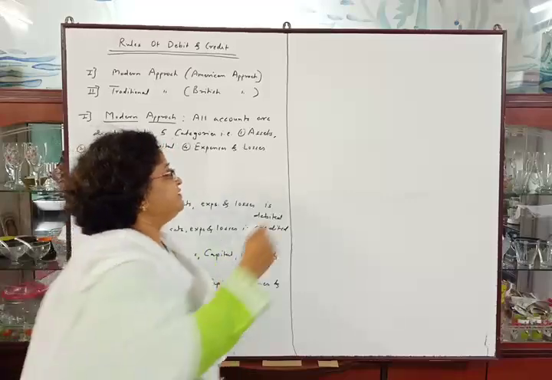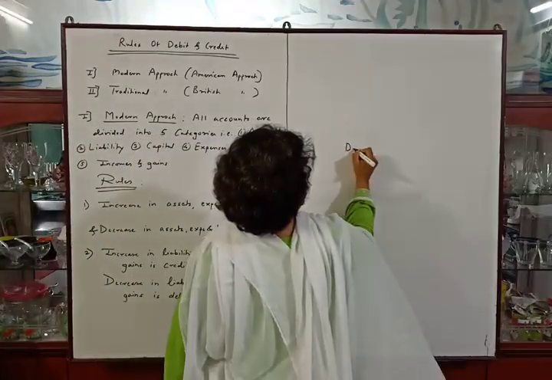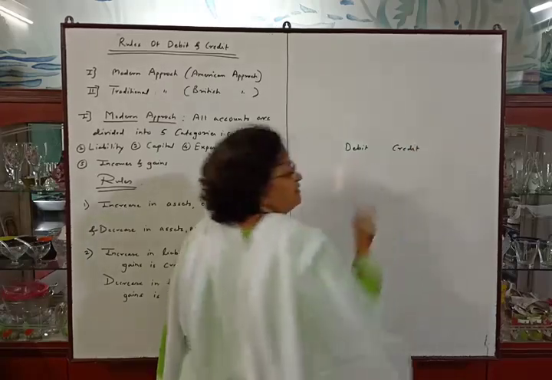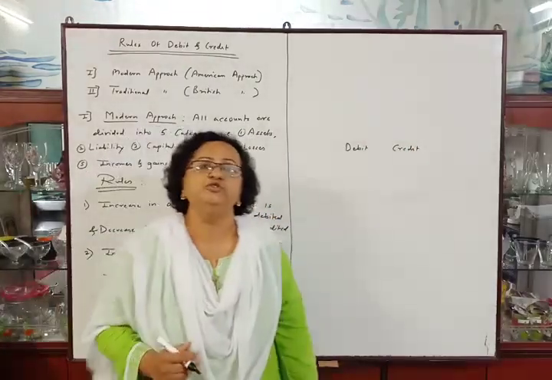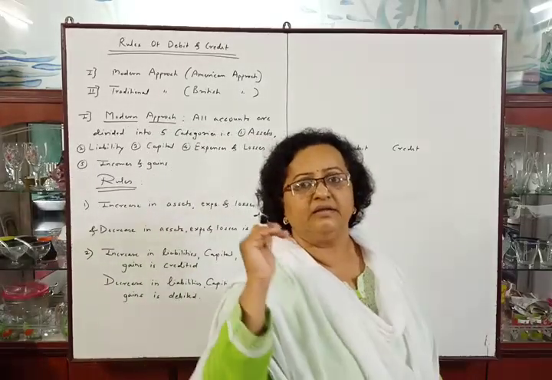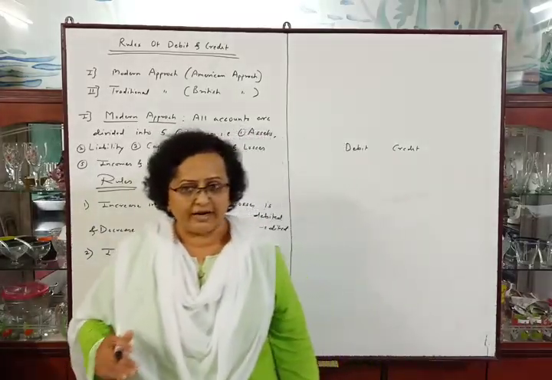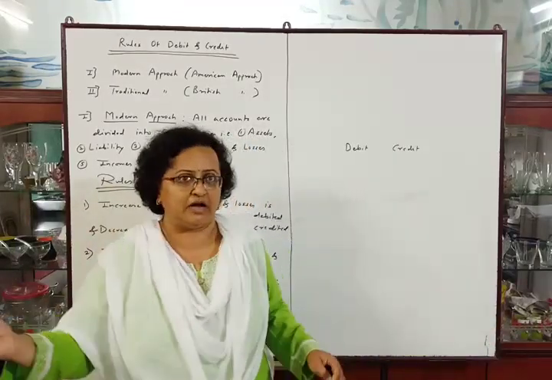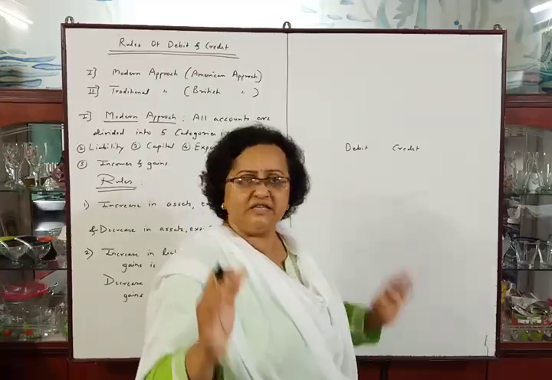Debit and credit. These are the two special terms used in accounting. It indicates whether the transactions are to be recorded in left hand side of the account or right hand side of the account. Account is very simple.